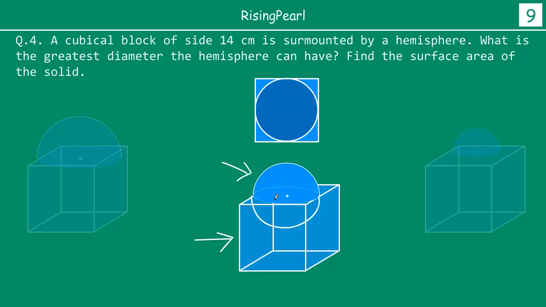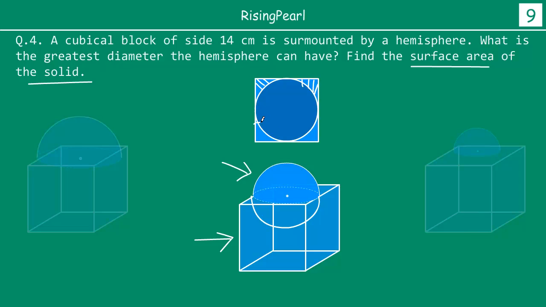The point I'm trying to make is, if you go back to that webisode, you will see that the total surface area of the solid in that question was, we did the 5 sides of the cube, the front, back, left, right, and the bottom, plus we added the curved surface area of the hemisphere, plus we actually had to add this area.